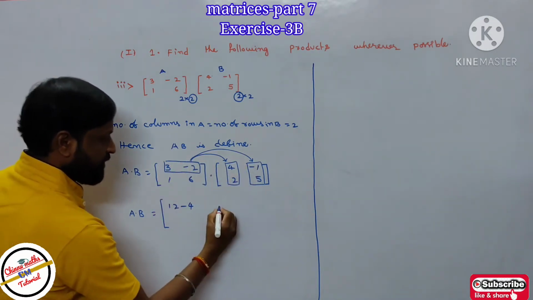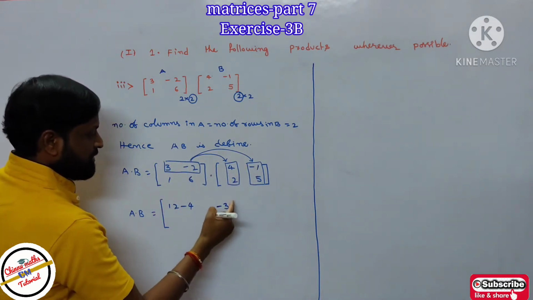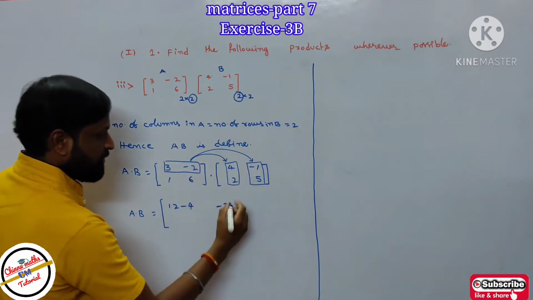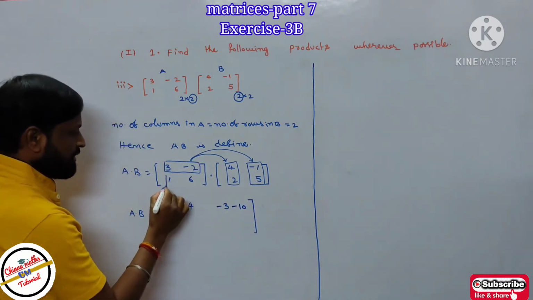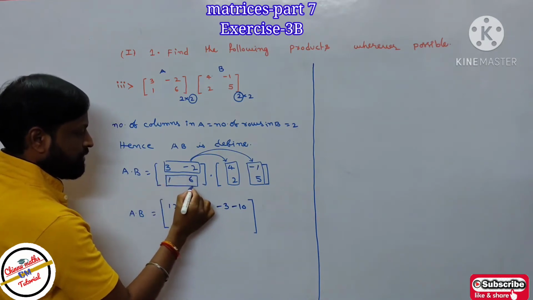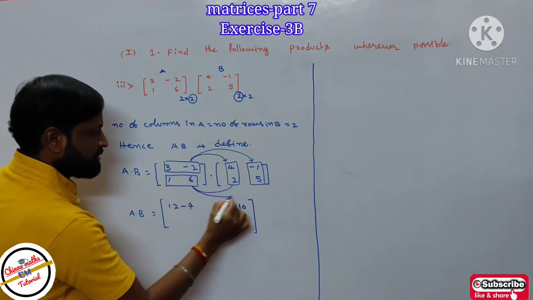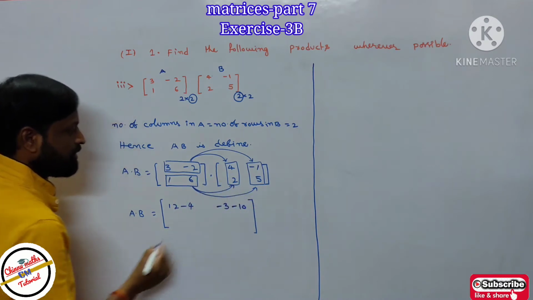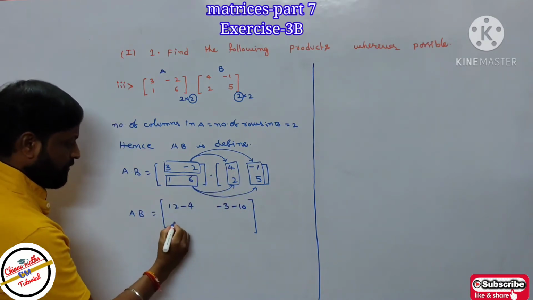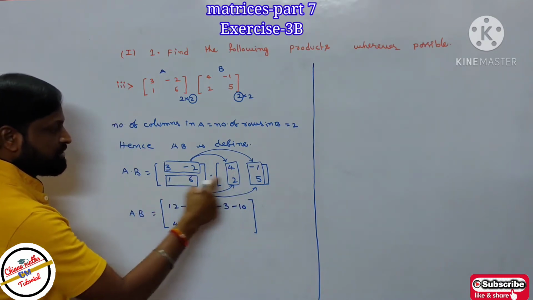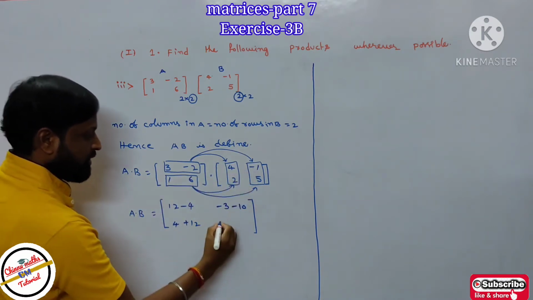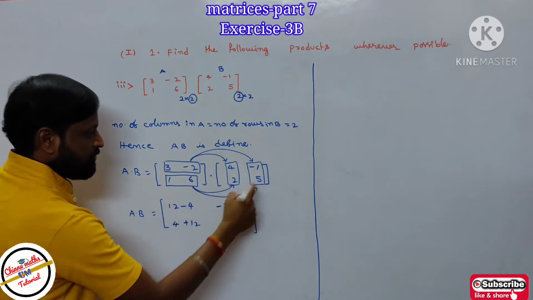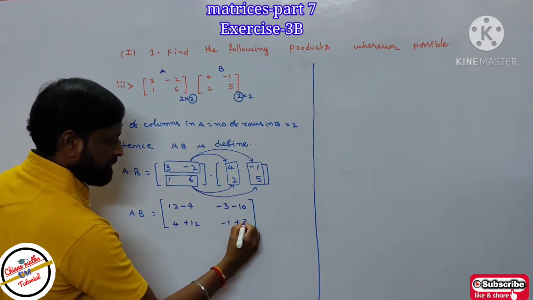3 into minus 1, minus 3. Plus minus 2 into 5, minus 10. Next take the second row, again first column, second row and second column. 1 into 4, 4. Next plus 6 into 2, 12, plus 12. Next 1 into minus 1, minus 1, plus 6 into 5, 6 5s are 30.